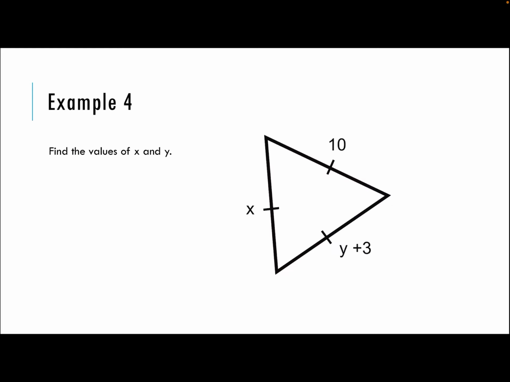So, for example 4, we have an equilateral triangle, and we know that because the three sides are all marked congruent. So this is pretty straightforward.